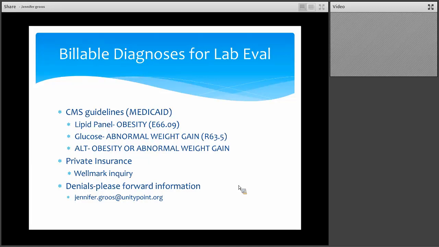So the problem with labs that often comes up is how do we get labs paid for? CMS or Medicaid guidelines state that we should be able to use a diagnosis of obesity as a reason for ordering a lipid panel, for ordering a glucose, and abnormal weight gain as a billable diagnosis. And then for the ALT, I often link it to obesity or abnormal weight gain. There aren't specific guidelines around that lab, and I haven't had problems with that Medicaid population getting that covered by linking it to both of those.